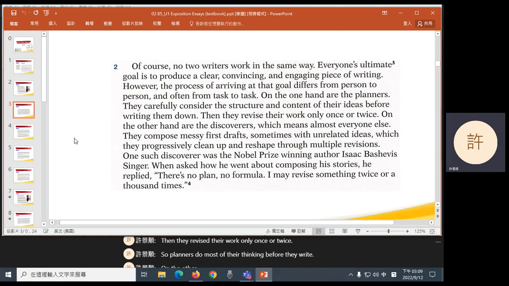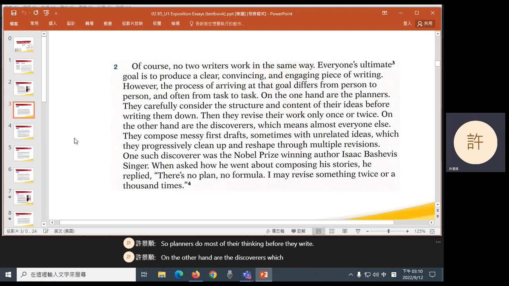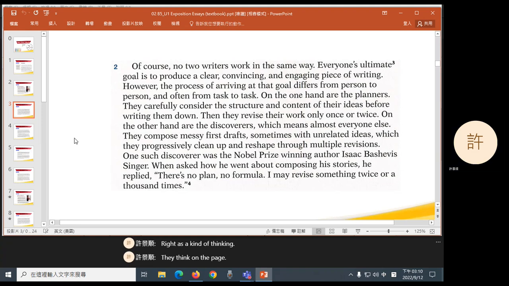On the other hand, are the discoverers, which means almost everyone else. So this tells us this essay will only talk about two groups of people: planners and discoverers. If you're not a planner, then you're a discoverer, according to the essay. They compose messy first drafts, sometimes with unrelated ideas, which they progressively clean up and reshape through multiple revisions. So if planners think and then write, discoverers write as a kind of thinking. They think on the page. That's why their process looks more messy.